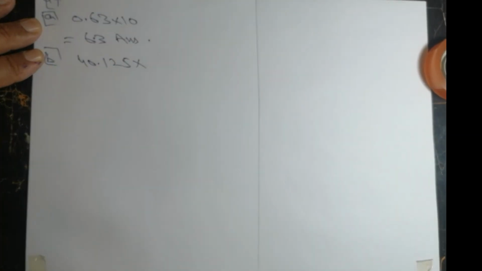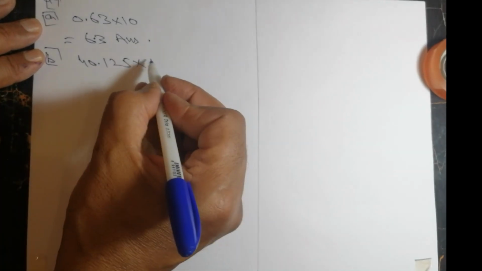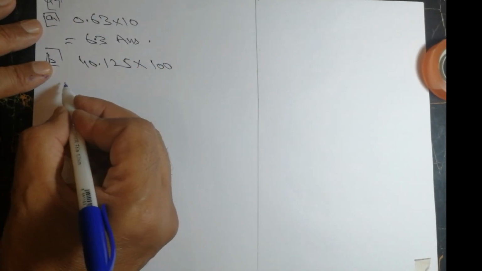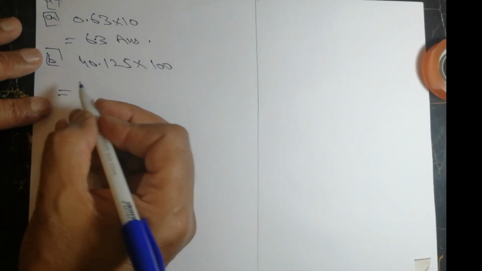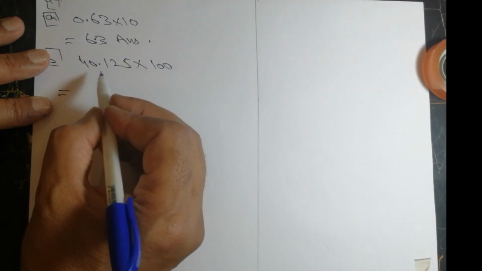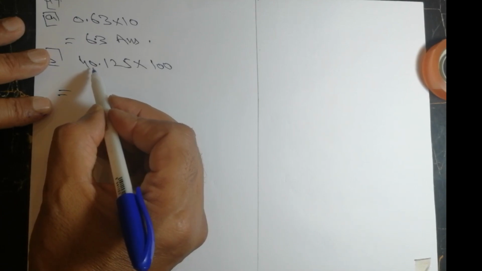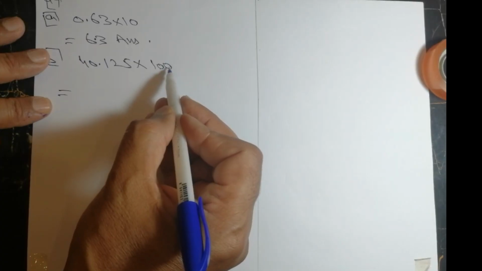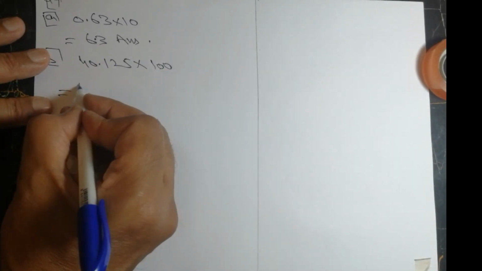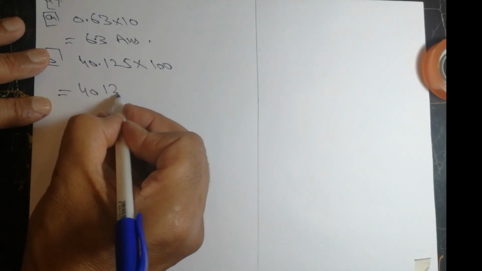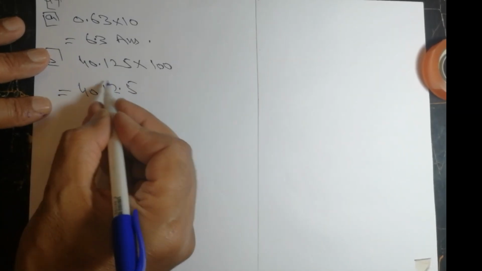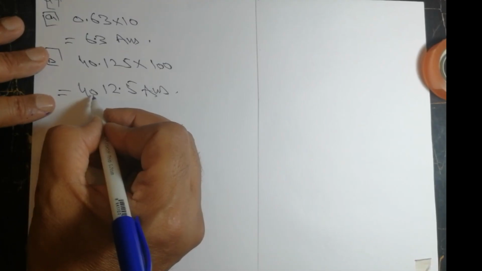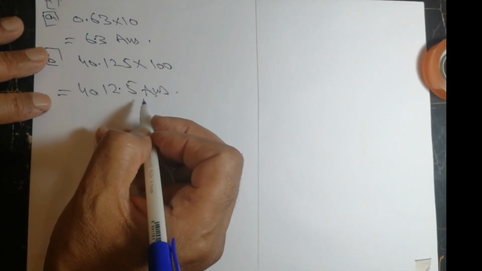Part B, 40.125 multiplied by 100. When we multiply, the value of the number increases, so it means the decimal will move towards the right. How many digits? Because 2 zeros, so 2 digits. 4012.5. So the value of the number increased here.